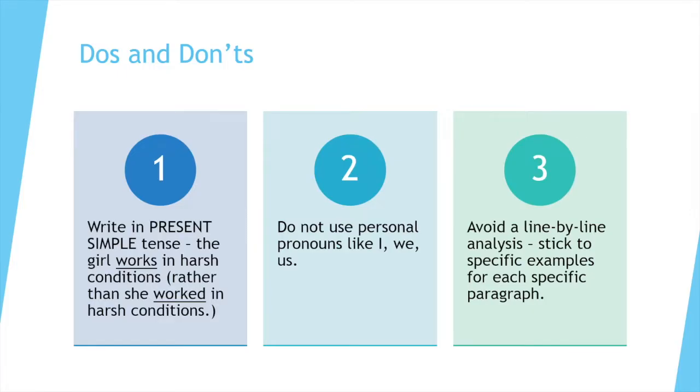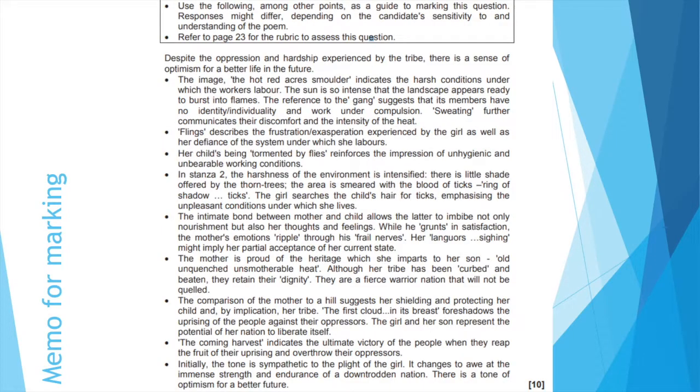Avoid doing line by line analysis, as this might cause you to miss the topic completely and then your analysis is skewed. Rather choose specific examples that will support your paragraph, like imagery. What you must, however, do is use the examples in the order as they appear in the poem. Now, here's the memo that was used to mark the Zulu girl. Have a look through it and see whether or not you would have been able to answer this poem essay successfully.